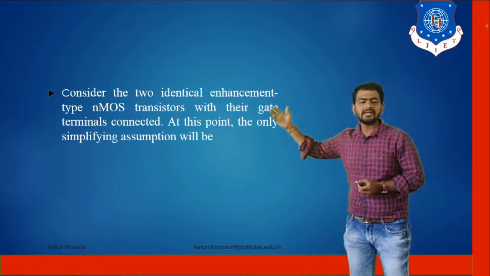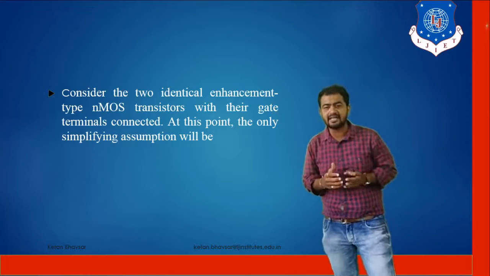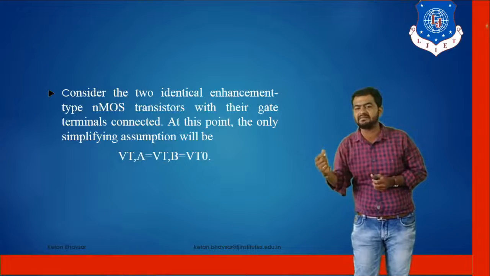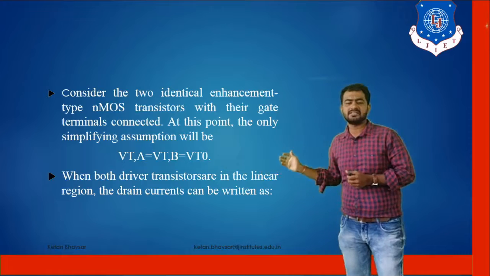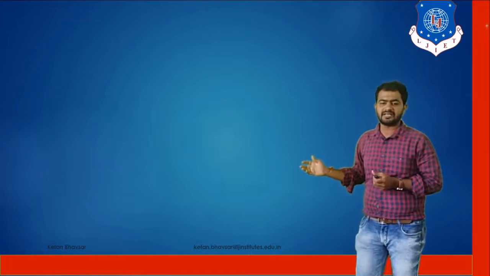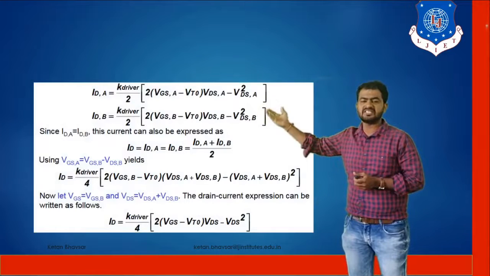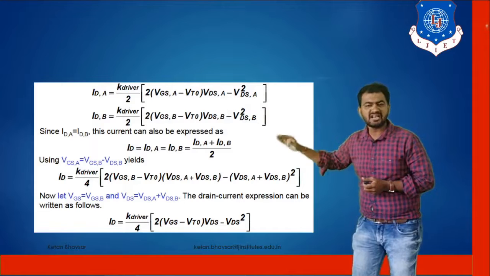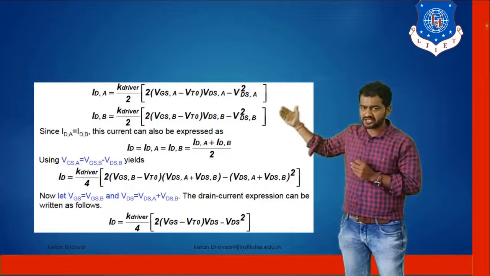So considering two identical enhancement type NMOS transistors with their gate terminals connected, at this point, to simplify, we assume VTA is equal to VTB is equal to VTO. When both the driver transistors are in the linear region, the drain current can be written as IDA is equal to K driver into (VGS − VTO) into VDS A minus VDS A square. Similarly for B, the equation is the same since we are talking about the linear region.